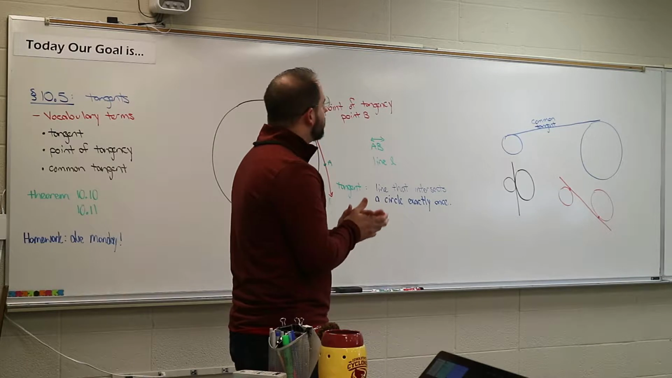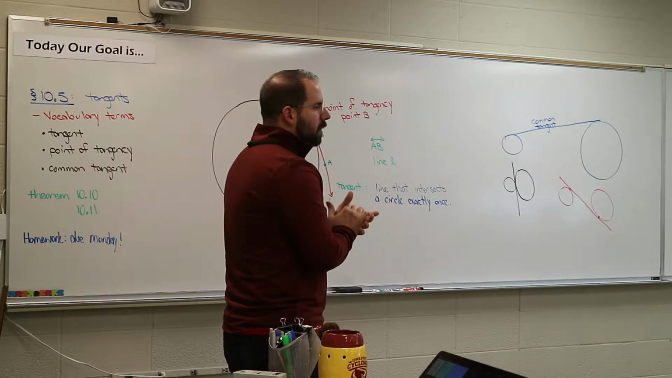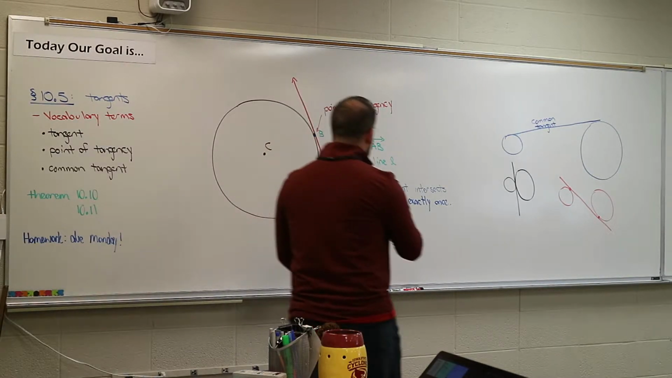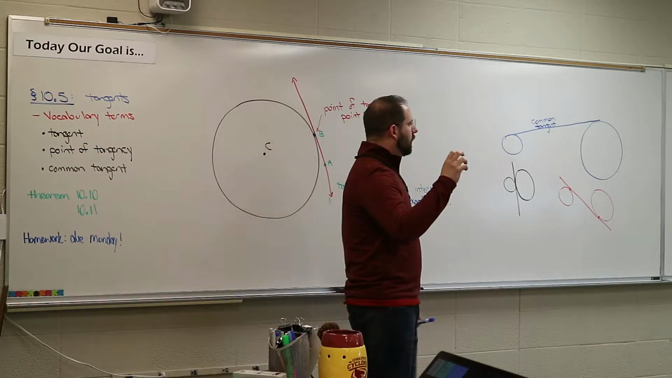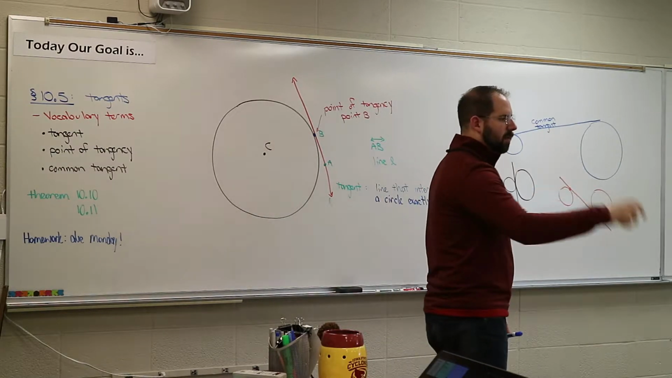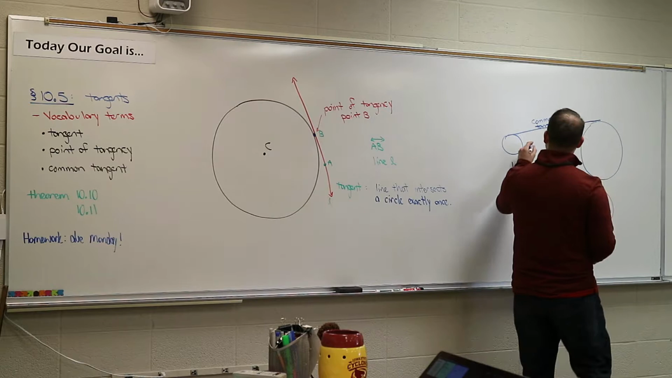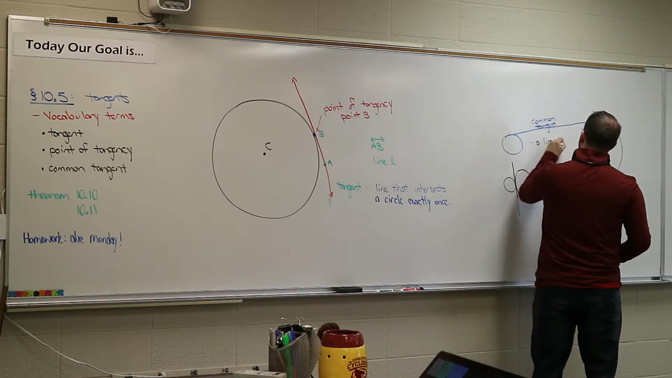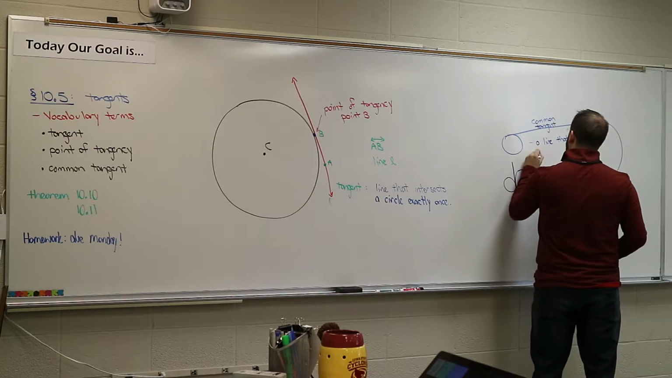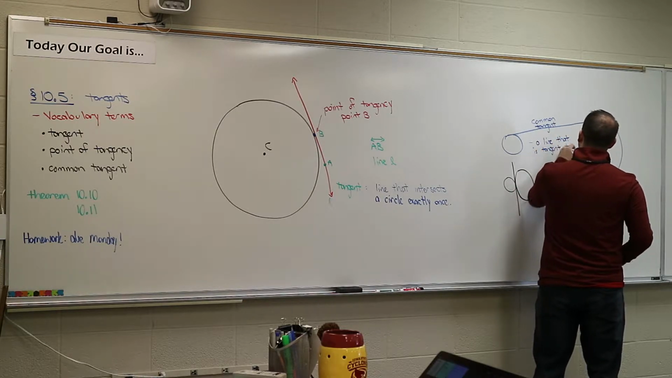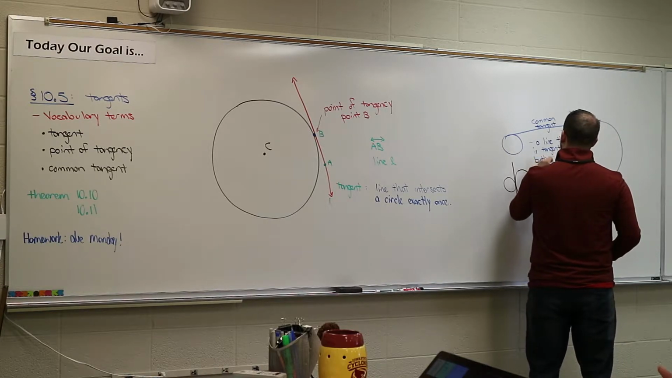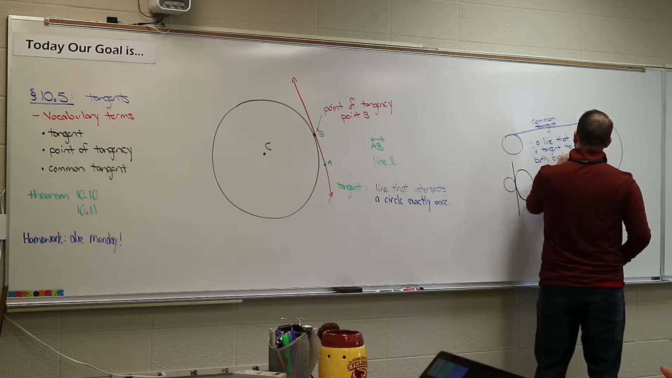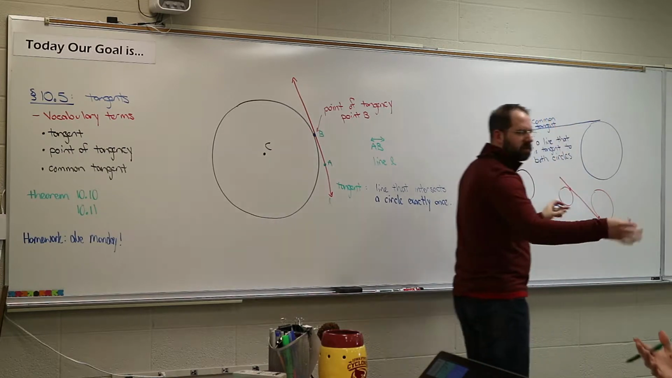What is the definition of a common tangent? A common tangent is a tangent line that intersects both circles exactly once. So it is a line that is tangent to both circles at exactly one spot.